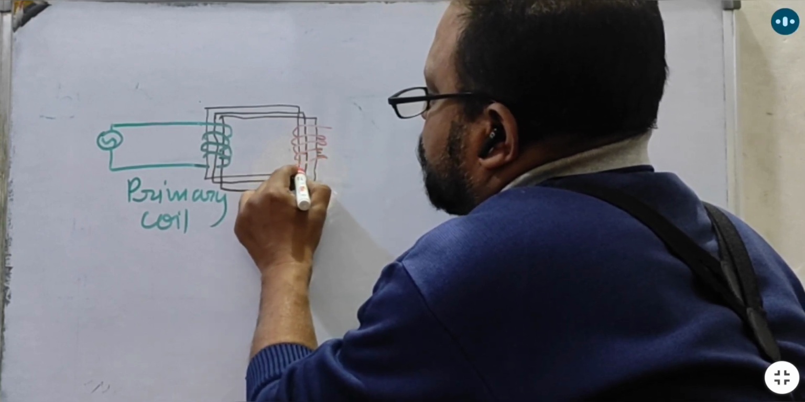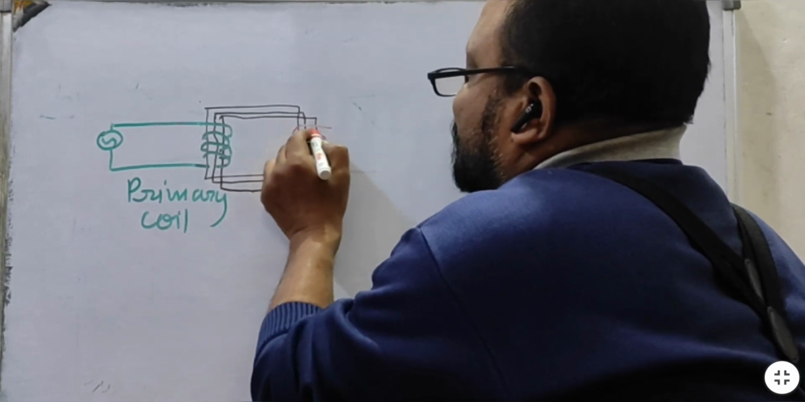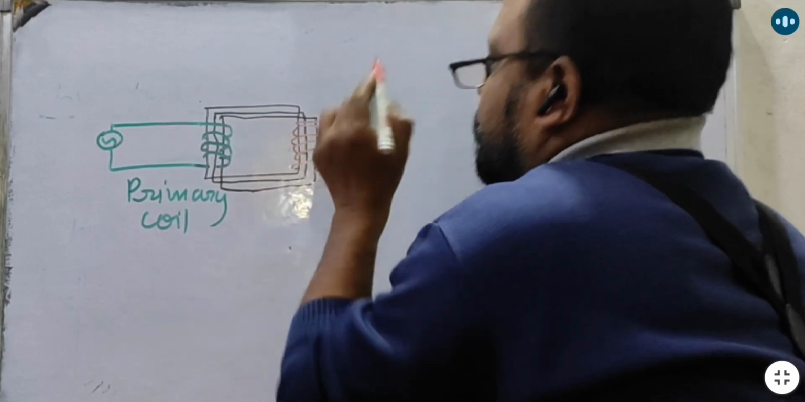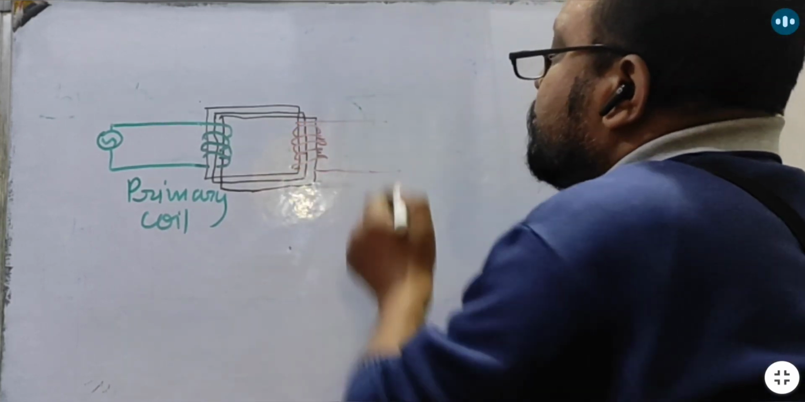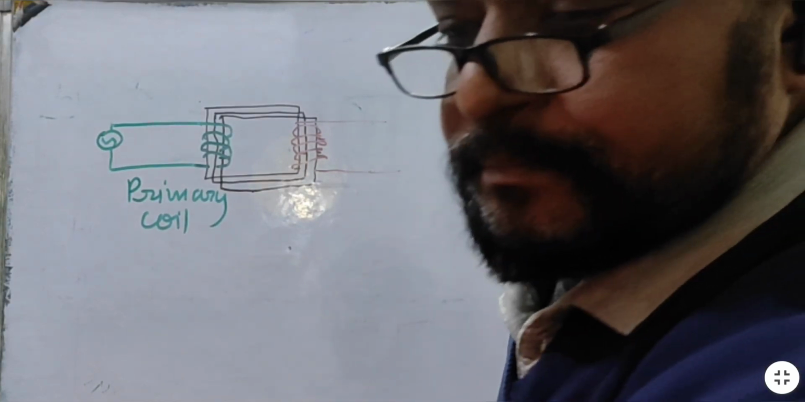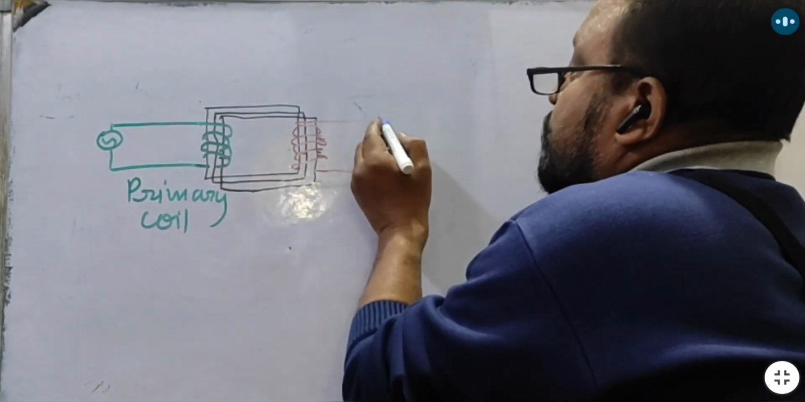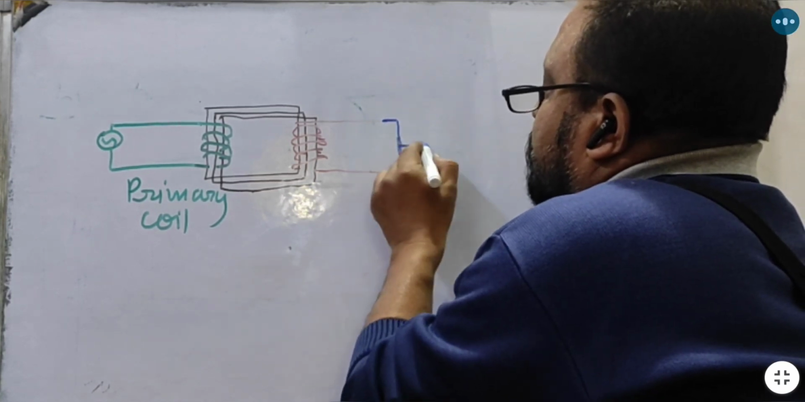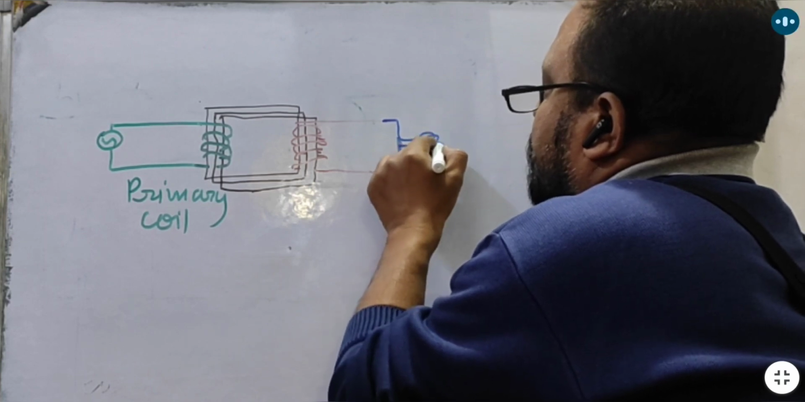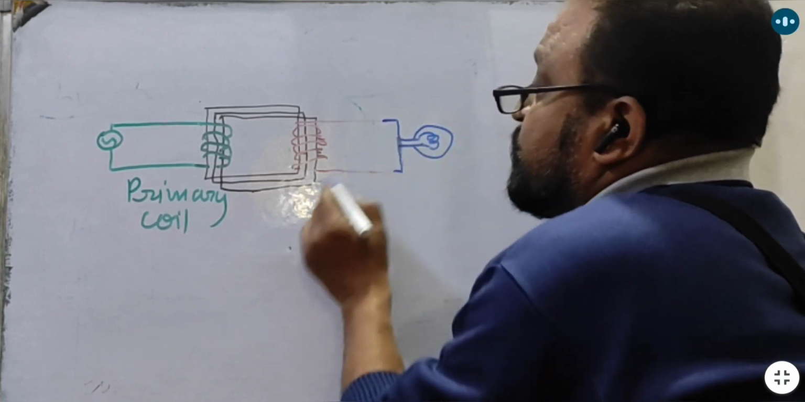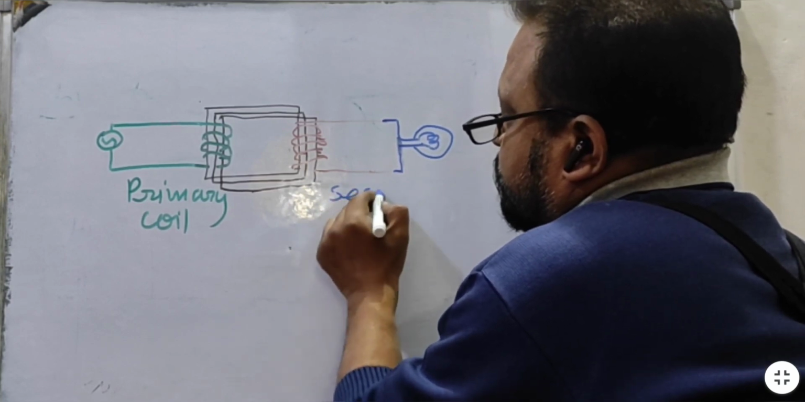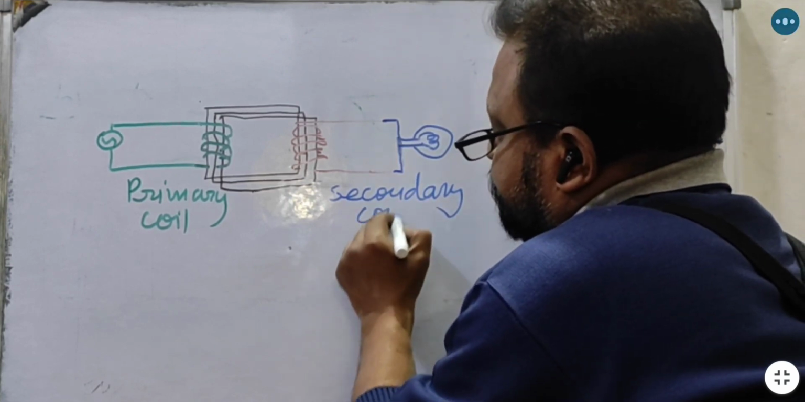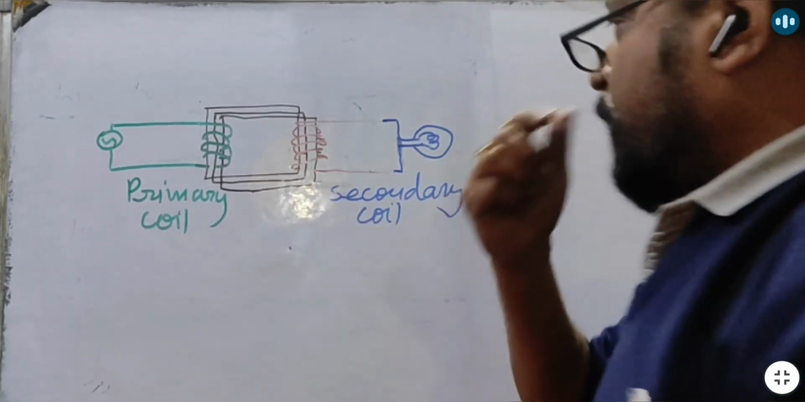Obviously, a coil has two faces, right? So it is secondary. Obviously, it is secondary. Like this. Yes, the secondary coil is attached to the consumption point. So consumption we show by this. So this is the consumption point. This is called the secondary coil. Right? Secondary coil.